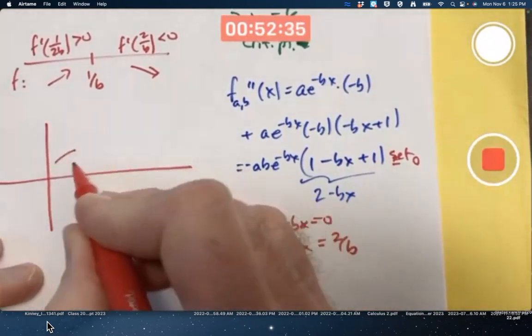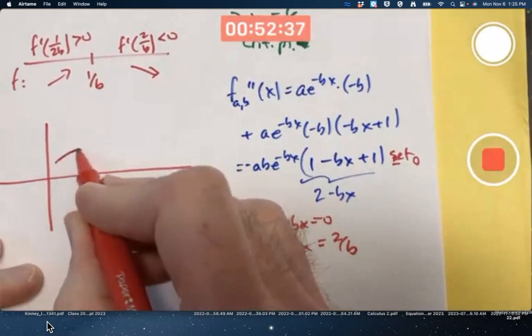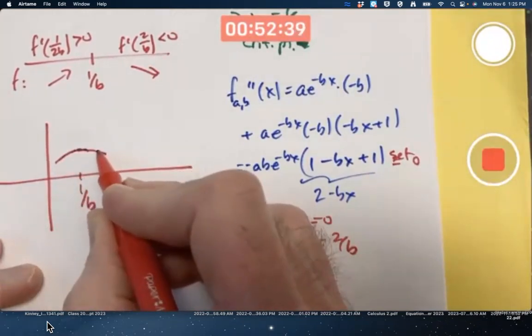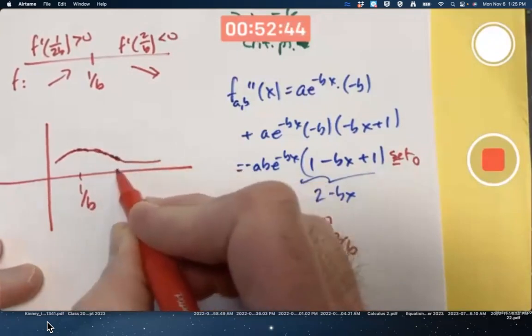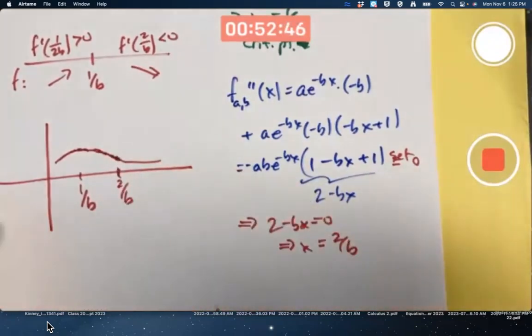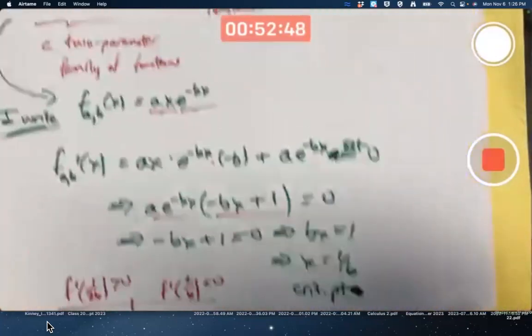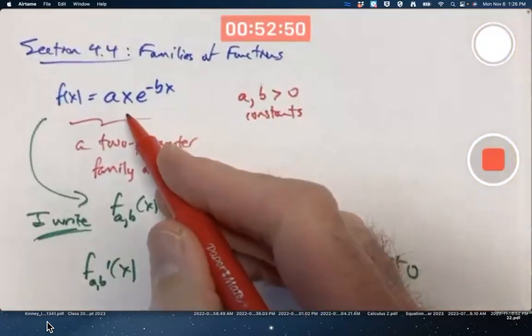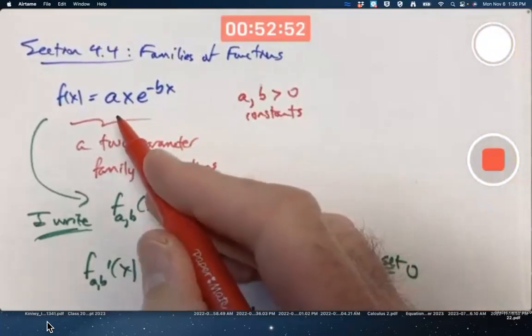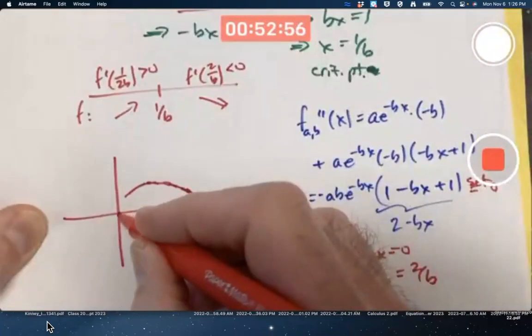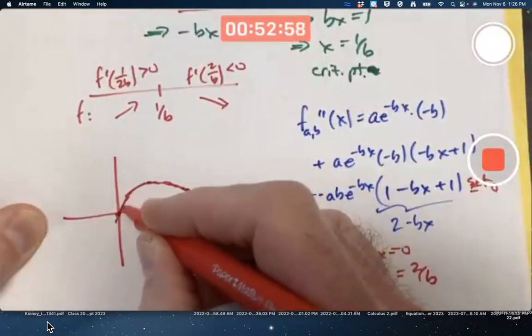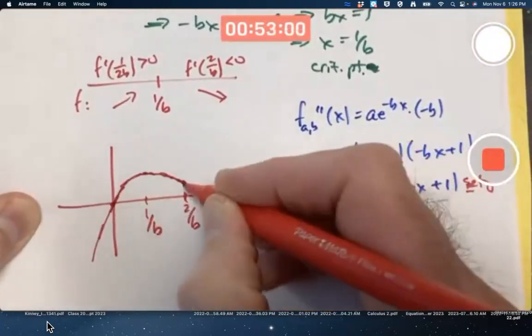So the graph increases to a maximum at 1 over b, and then changes from concave down to concave up at 2 over b. I also can look at the formula and see if I plug in 0, I get 0, right? If x is 0, I get a times 0 times e to the 0 is 0. The graph goes to the origin here. That's its x and y intercept. It looks about like this.